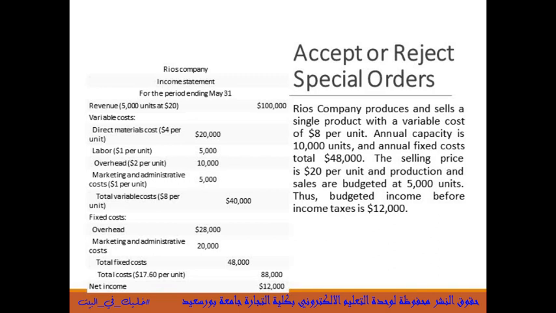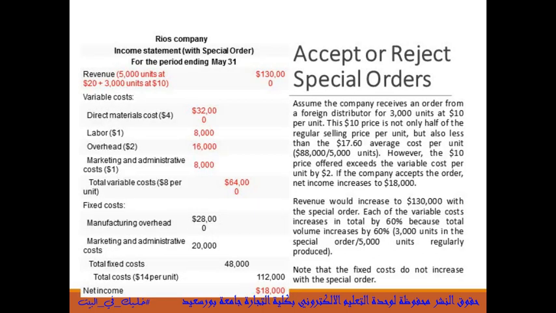A company produces and sells a single product with a variable cost of $8 per unit. Fixed cost is $48,000. The selling price is $20 per unit, and the company expects to produce and sell 5,000 units. That's why the expected net income is $12,000. The company receives an order from a foreign distributor for 3,000 units at $10 selling price per unit.